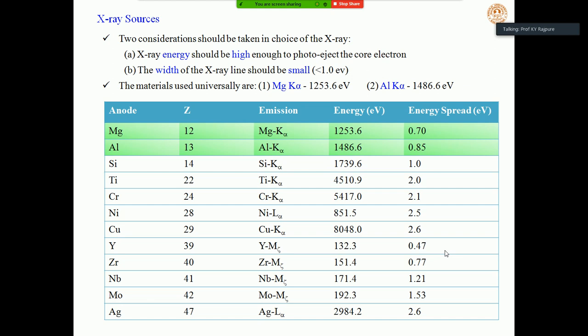If the energy of these electrons is sufficiently high, then they remove innermost electrons, as I just explained in the basic principle of XPS. So in the production of X-rays also, the same happens.